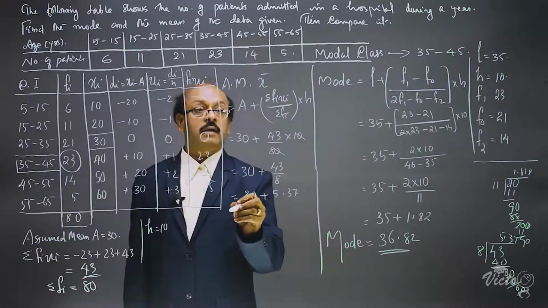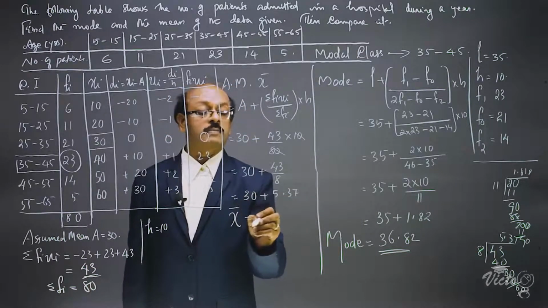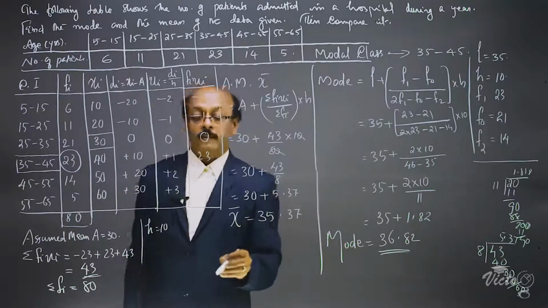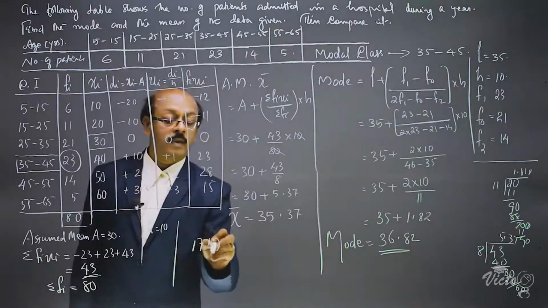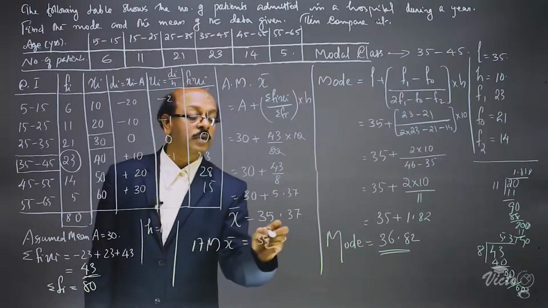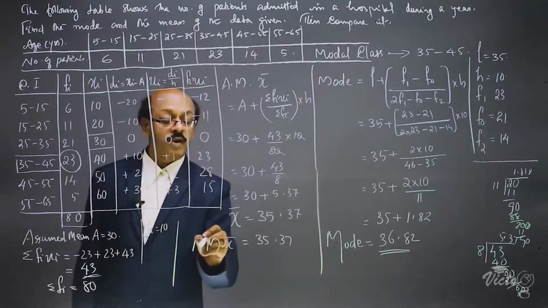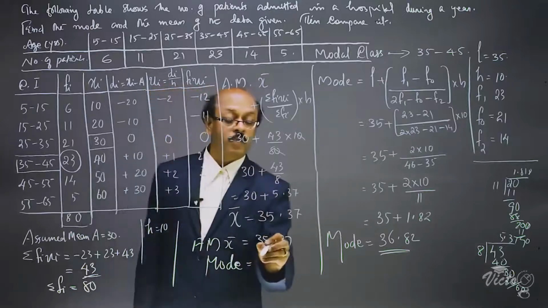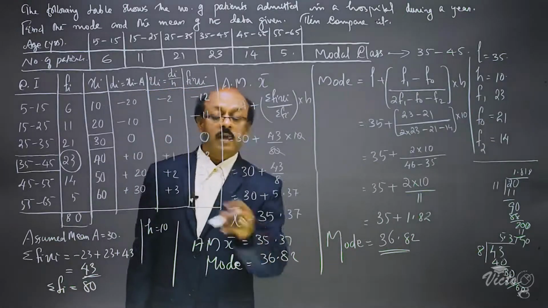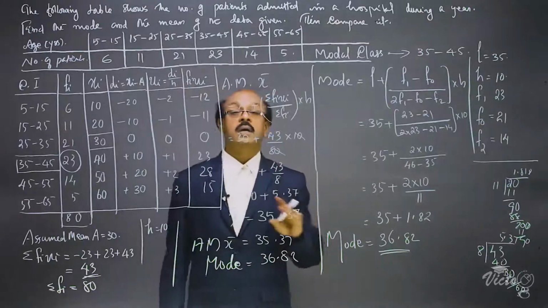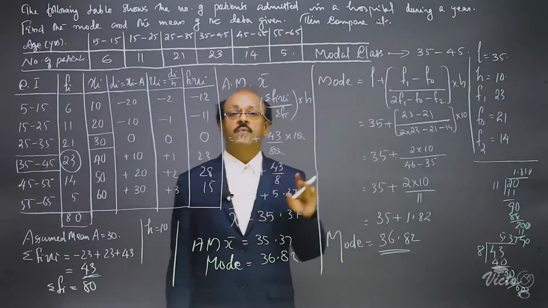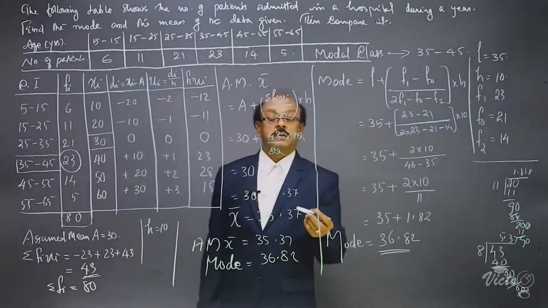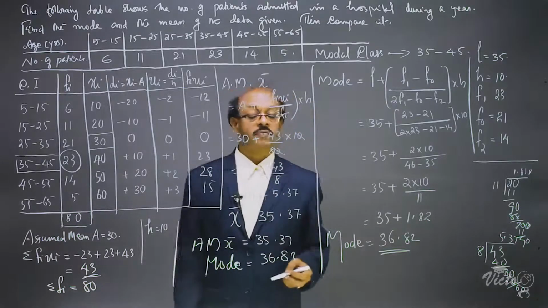Now adding, arithmetic mean x bar is equal to 35.37. Arithmetic mean x bar is equal to 35.37 and mode is equal to 36.82. The arithmetic mean and mode are somewhat equal values. We are getting somewhat equal values for the arithmetic mean x bar and mode: 36.82 and the arithmetic mean is 35.37.